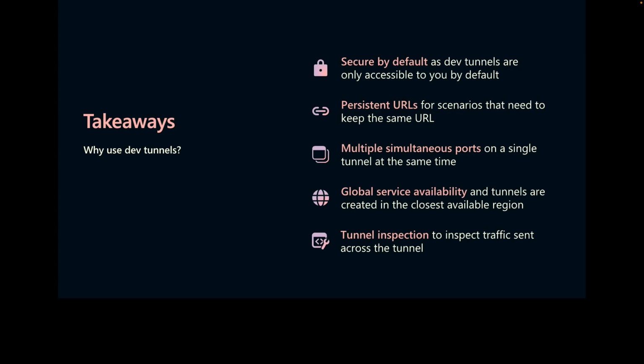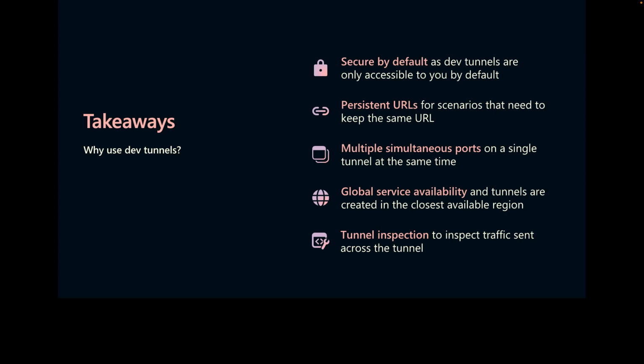Next, persistent URLs. Dev tunnels supports persistent URLs for scenarios that require you to keep the same URL. Like when you're developing webhooks, you want to have the same URL. Or when you're developing in VS and you close VS, you want to have that same URL when you reopen it, you would just choose persistent URL instead of temporary. We also support multiple simultaneous ports on the same tunnel at the same time. And then also, we are globally available, so whenever you're creating a dev tunnel, it's going to try to create it in the closest available location.